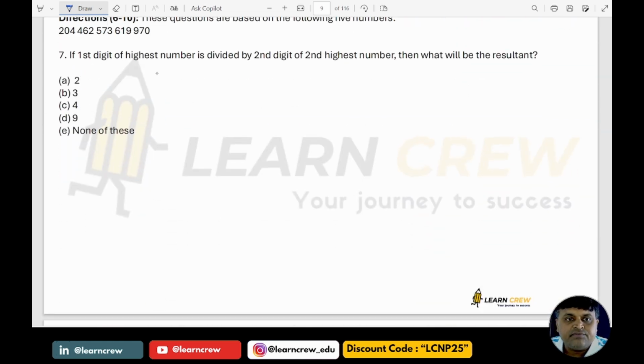If the first digit of the highest number, which is 9, is divided by the second digit of the second highest number. The second highest number is 619. In that second highest number, the second digit is 1. So 9 by 1, the result is 9.